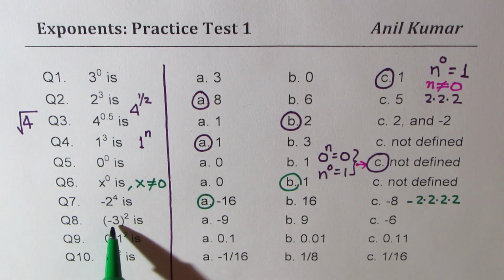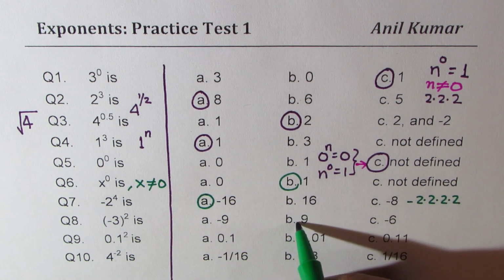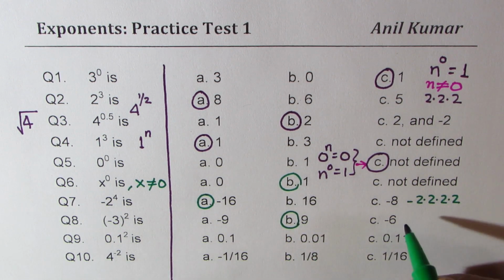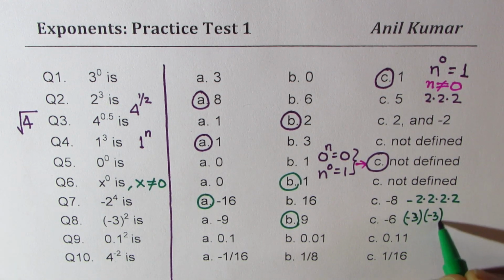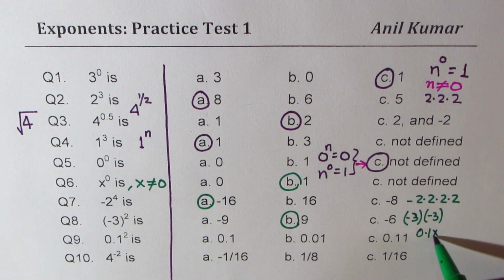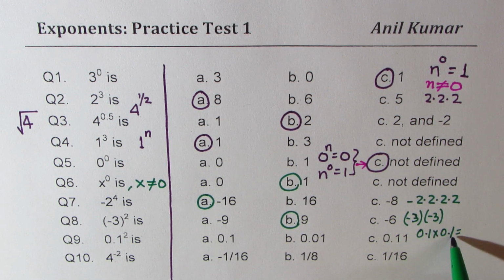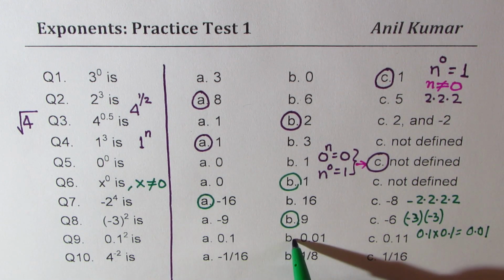Now here, minus 3 square, minus is also squared, and therefore we get 9 as our answer. This really means we are doing minus 3 times minus 3. So minus and minus becomes positive, and we get positive 9. What is 0.1 square? Now 0.1 times 0.1 will give you 2 decimal places, correct? So it is 0.01 as given in option B.